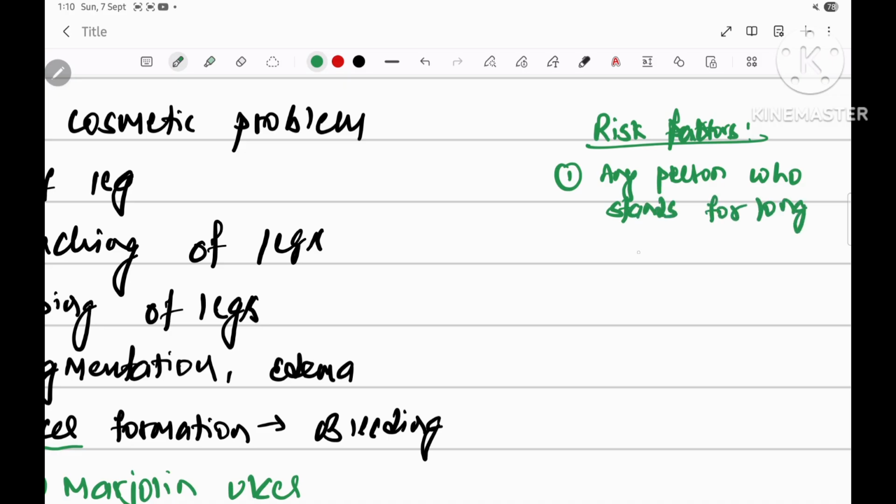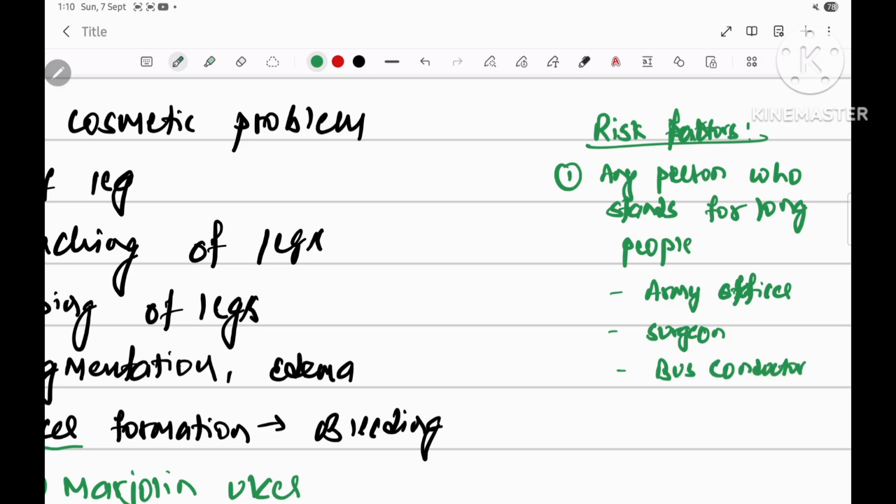So what are those groups of people who stand for long periods? One is the army officer. They used to stand a lot. The second one is the surgeon. They used to stand a long time, like 3 or 4 hours for surgery. And the third one is the bus conductor, not bus driver. So one risk factor is any person who stands for a long period of time.